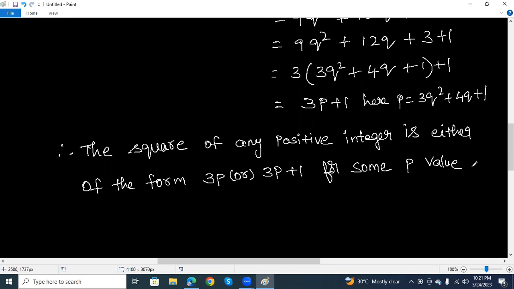These types of sums are very important. Hope you people understood. Keep practicing and keep watching for more questions.